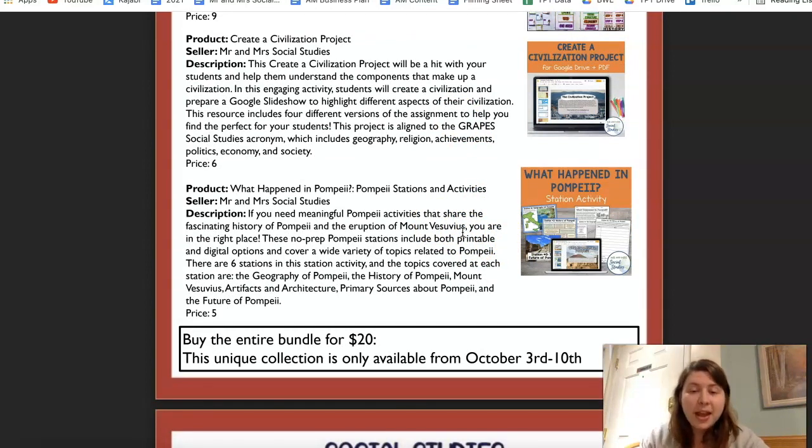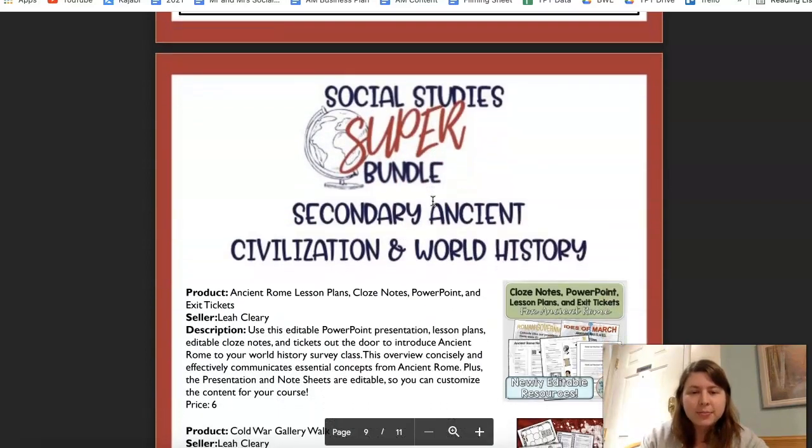This has already been a popular seller in our store, and there are different stations for different components of students studying Pompeii. So we've got the geography of it, a timeline of the eruption, and a historical timeline, putting those pieces together. A little bit about Mount Vesuvius. We've got some primary sources from Pliny the Younger. We've got news articles about recent developments with Pompeii. So much fun stuff in there. That is included as well.